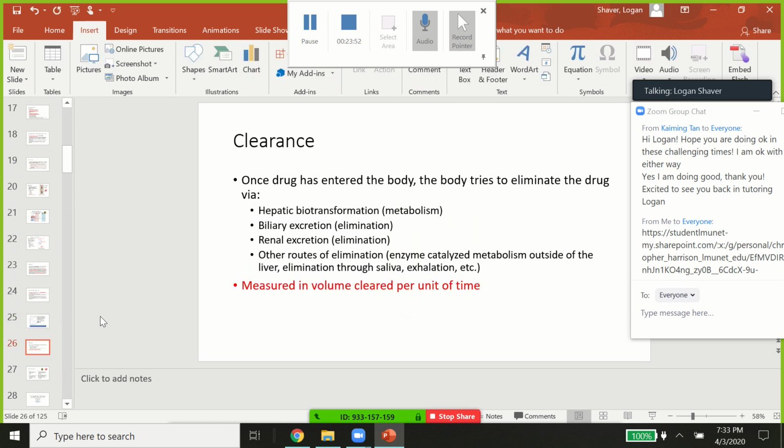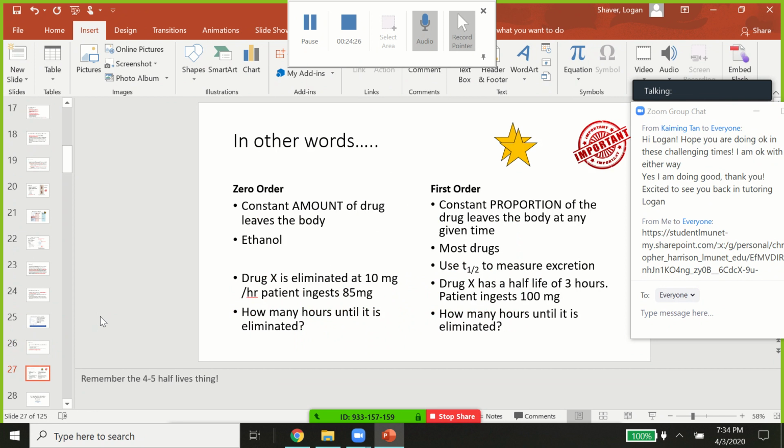Clearance. Another thing to notice: she mentioned the things in red here are the units for these things. So definitely know the units for each of these, and of course what they mean. Clearance and elimination are kind of the same mechanism in a way. That's the way I think about it. It's measured in volume cleared per unit time. So make sure you know the units behind that and what clearance means.